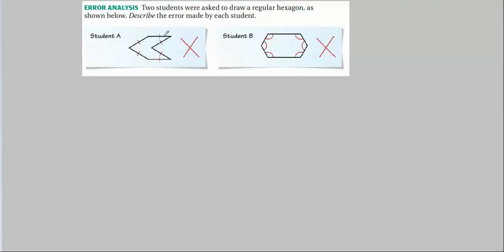That is wrong, because the angles all have to be the same to be regular. It's not just enough that the sides be equal. The angles have to be congruent as well. Over here, what did this person do wrong? Well, the angles are all equal. They got that right, or congruent if you prefer. However, are the side lengths equal? Nope. So we got that part wrong. So each one of these students got half of the definition right. They just left out the other half. That's all.